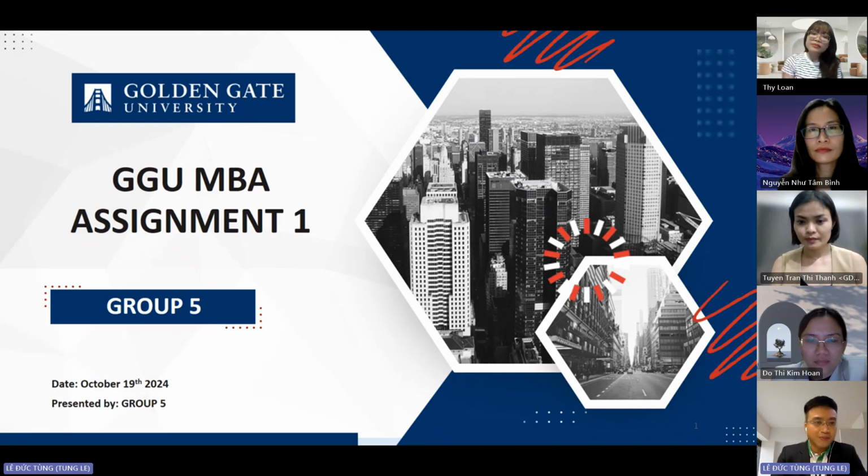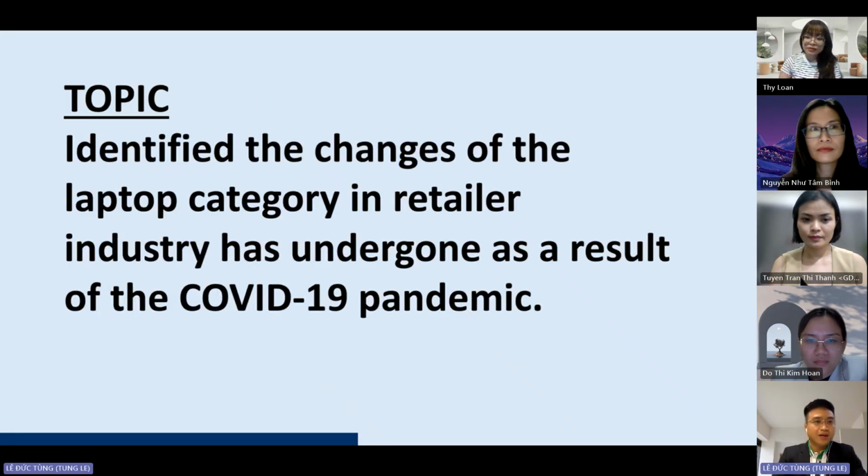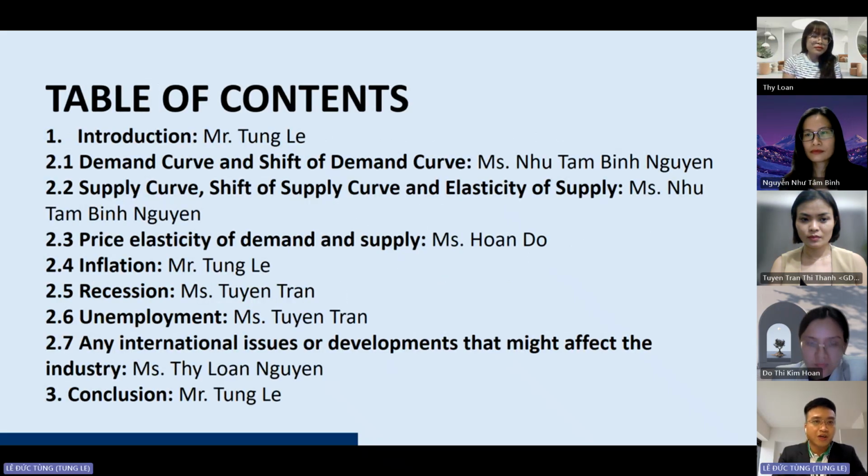So we will begin with our topic. Identify the changes the laptop category in the retail industry has undergone as a result of the COVID-19 pandemic. So we will start with the table of contents. For the introduction, I will present this part.